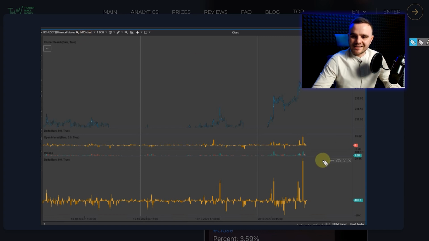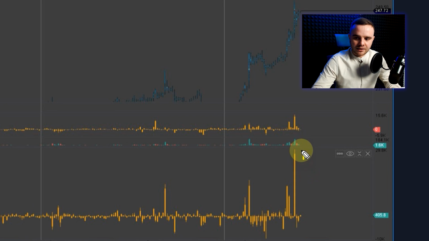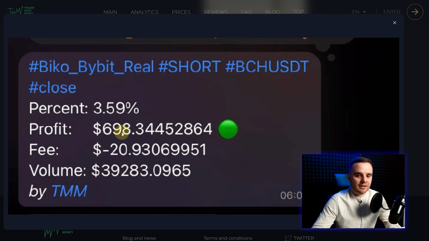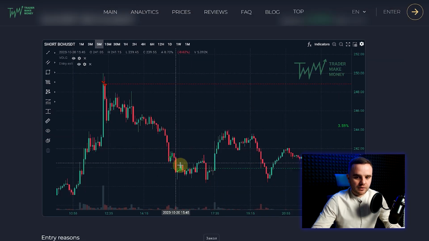You can see this entire combined delta, and you can see how this delta spiked so much, and it was 29,000. It's really a lot. And in this trade, we made $698. My volume here was 20,000. And here you can see we close the position. Here I close my trade.